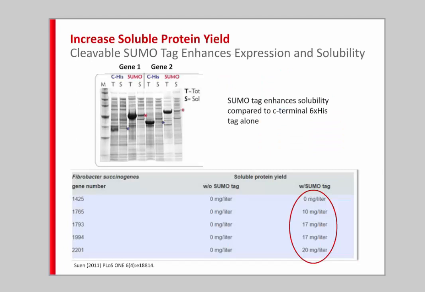So we'll talk here about some examples where the SUMO tag has enhanced both protein expression and solubility of some difficult targets. And these are results of some large-scale expression studies to identify hydrolase enzymes from Fibrobacter succinogenes.